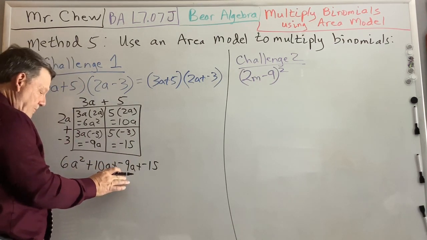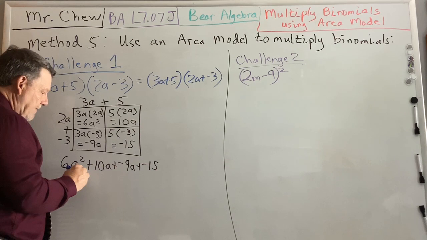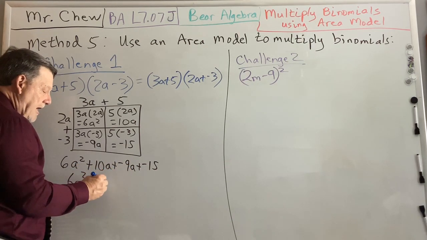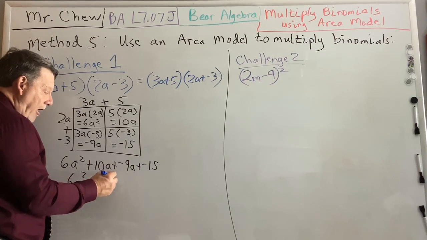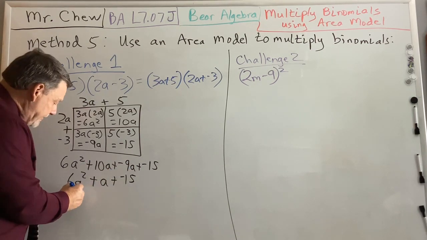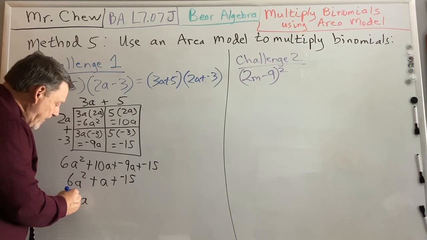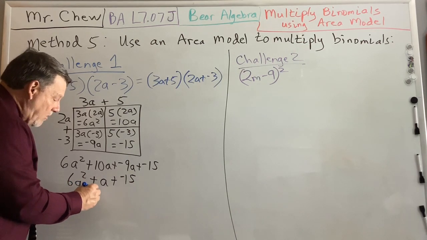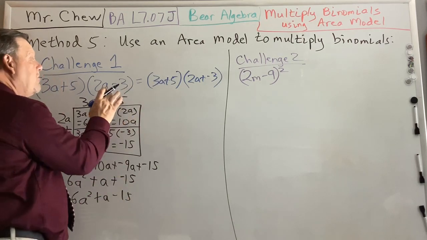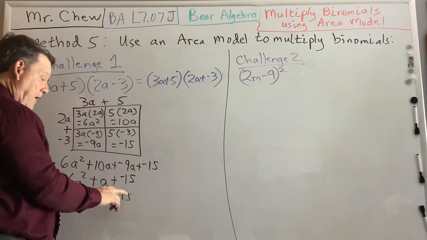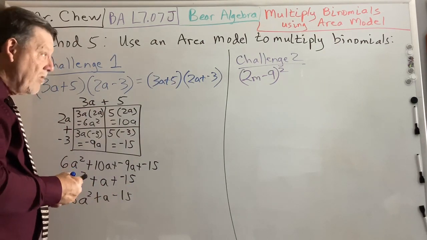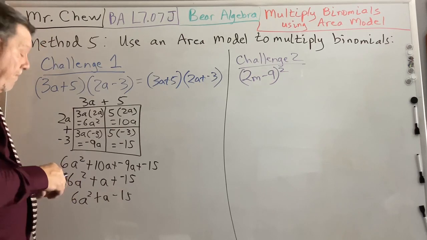So I've got like terms here. So I've got 6a squared plus 10a plus negative 9a is 1a, or a, plus negative 15. That most books and videos will write as 6a squared plus a minus 15. Because remember how we changed the minus 3 to plus negative 3? The plus negative 15 can be changed to minus 15. Hopefully you're able to get that one right.